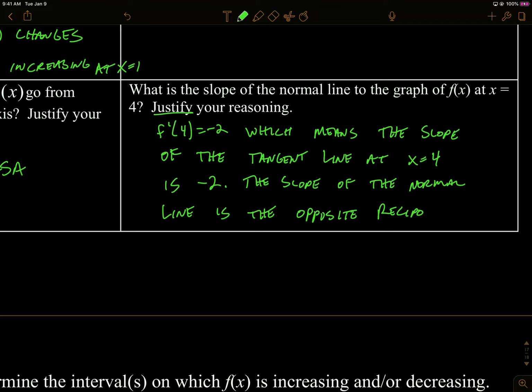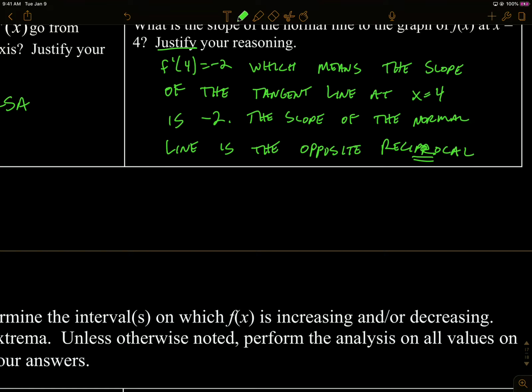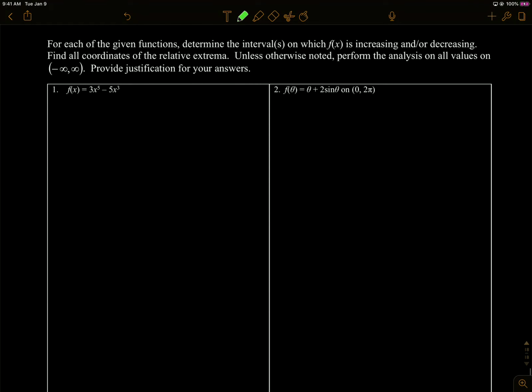Oh, God, I can't spell that. That's a problem. There's an R in there. Okay? I just do that, and then you never really know if I spelled it right or wrong, or I can just move on. Is the opposite reciprocal. So the slope of the normal line, you could probably say it more succinctly than this, is 1/2. All right, let's move on.